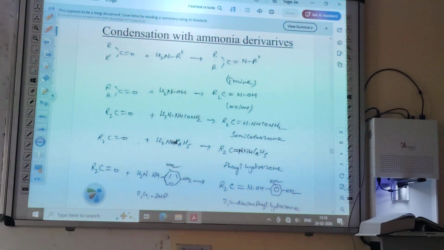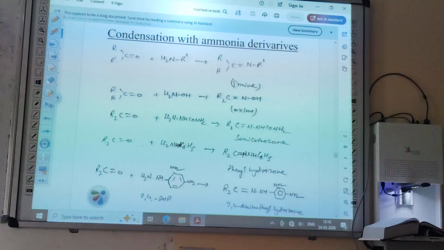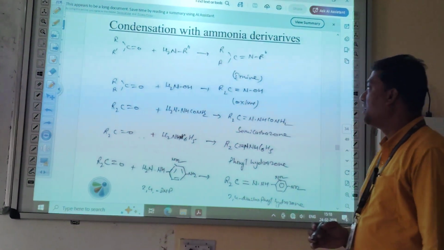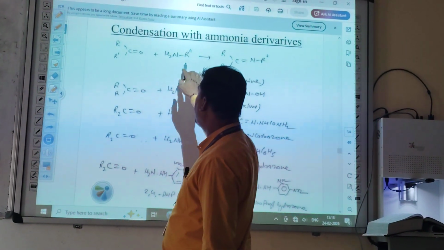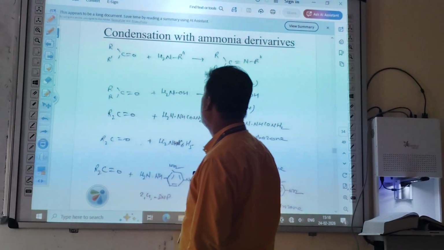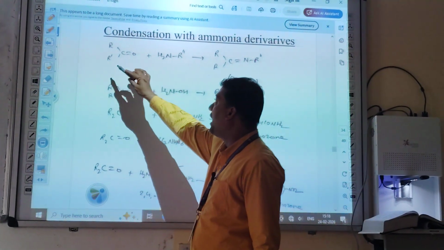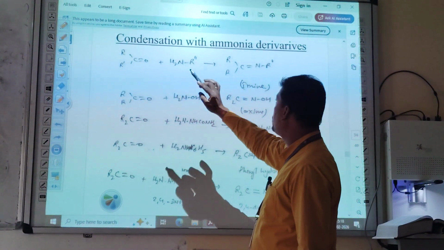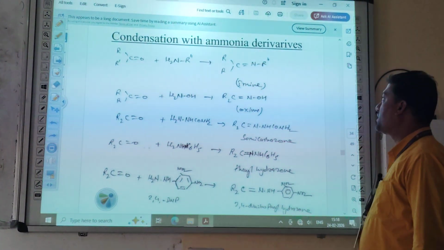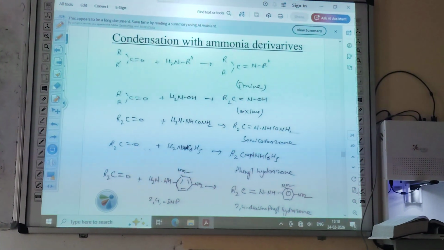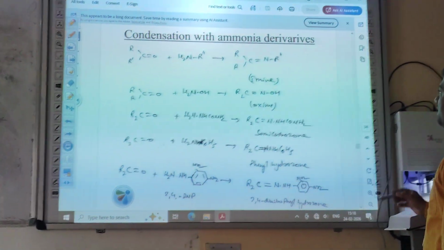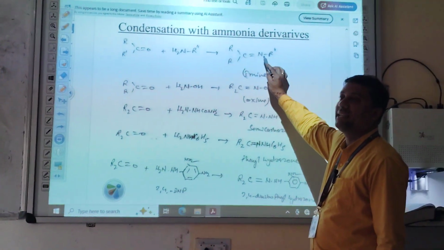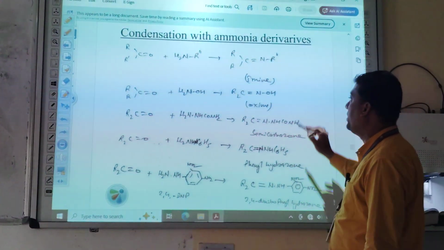Then condensation with ammonia derivatives. Hydrazine is also an ammonia derivative. RNH2. This is your ketone, R prime C double bond O. This is ketone. With RNH2, a double bond is formed: C double bond NR. This is known as imine. The amine is converted into imine because C double bond N is there. This compound is known as imine.